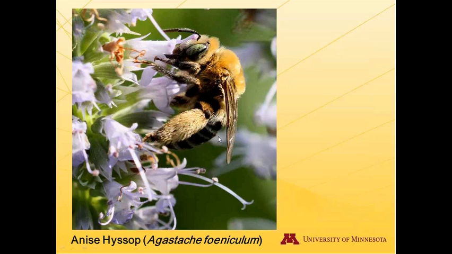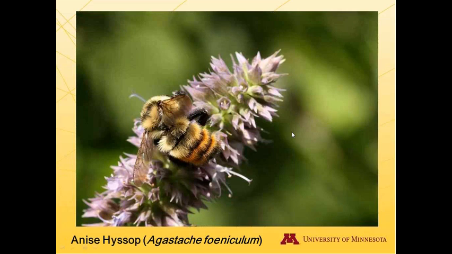Here's Melissodes. It's a longhorned bee tribe. And you can see here the pollen collecting hairs, which is often a diagnostic feature on some of these different bees. And here it is on Anise hyssop, which is a plant I highly recommend. It produces nectar all the time, and so many different bee species really go for this. But you can see this looks a lot different than some of the other bees we've been looking at.